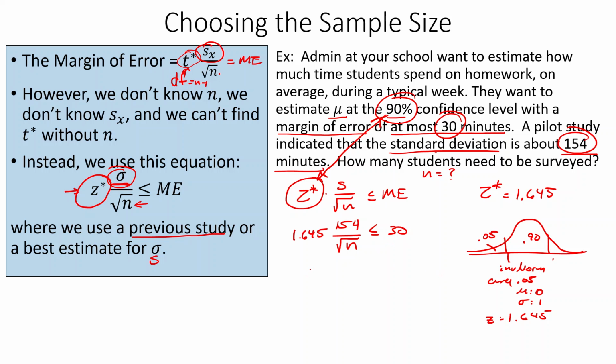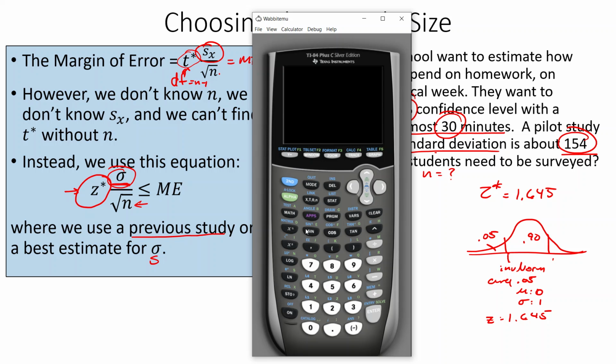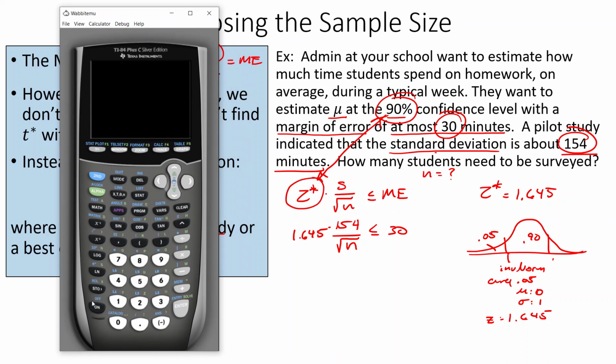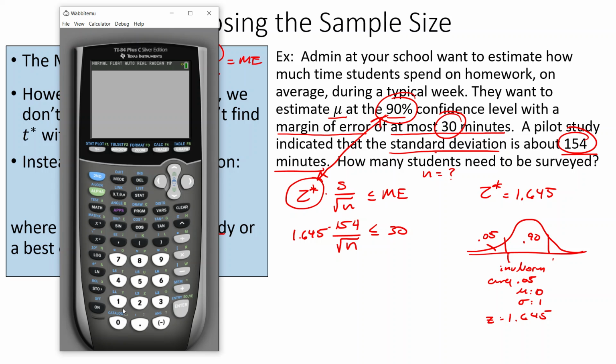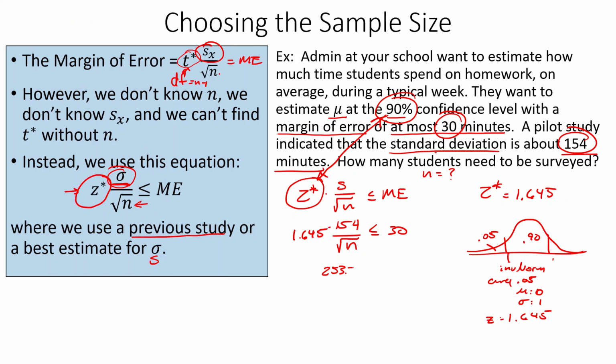All right, and now we're trying to solve. I can just go ahead and multiply these two numbers together. There are multiple ways you can go about doing this. 1.645 times 154 is 253.33 over the square root of n is less than or equal to 30. So I'm just going to multiply this up, and then divide the 30 down. So I'll get 253.33 over 30 is less than or equal to the square root of n.